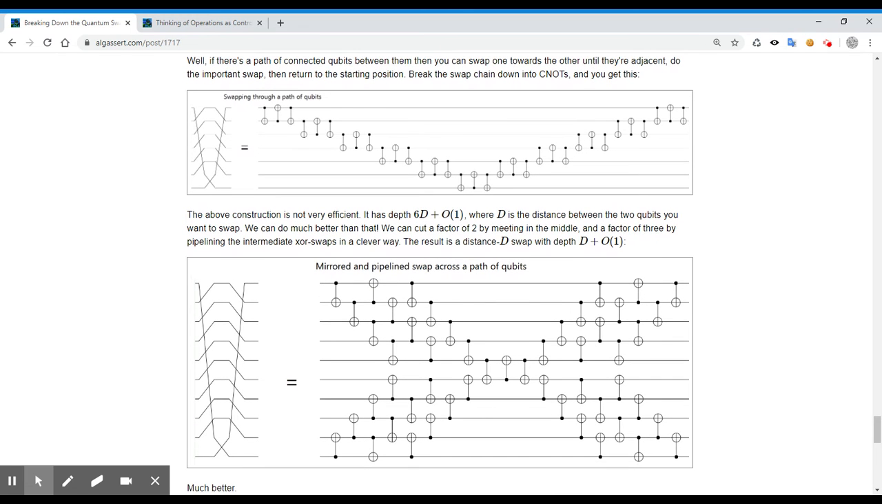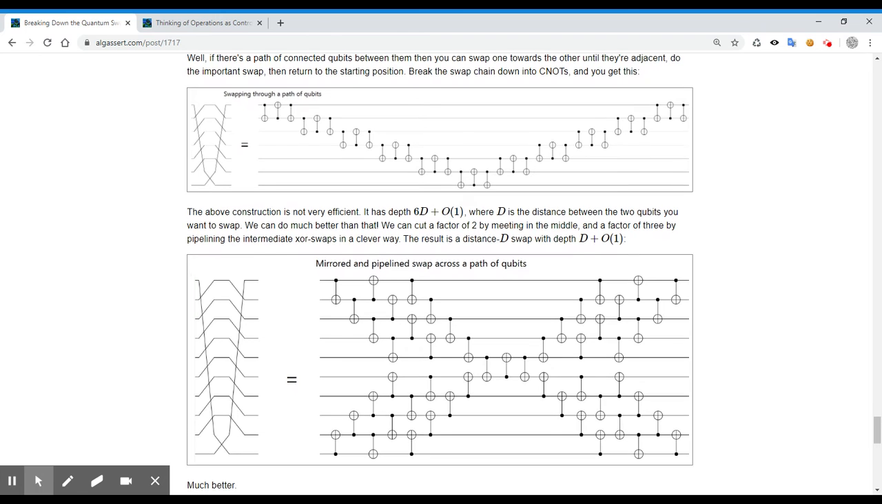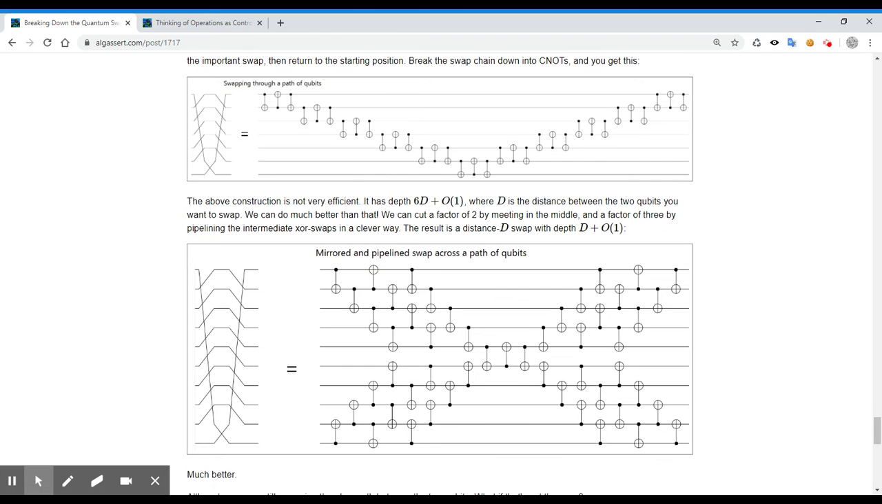The above construction is not very efficient. It has depth 6d plus 0.1, where d is the distance between the two qubits. So we can do much better than that. We can cut by a factor of 2 by meeting in the middle. That's interesting. And a factor of 3 by pipelining the intermediate XOR swaps in a clever way. The result is a distance d swap.